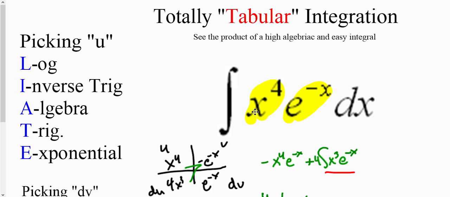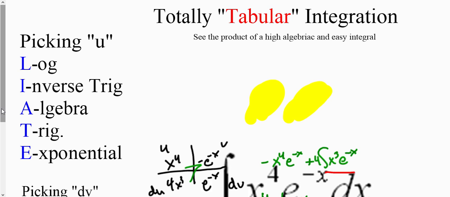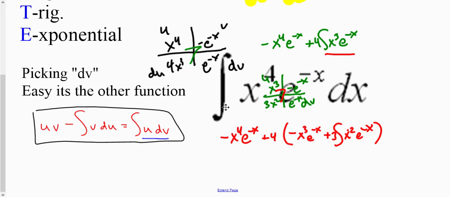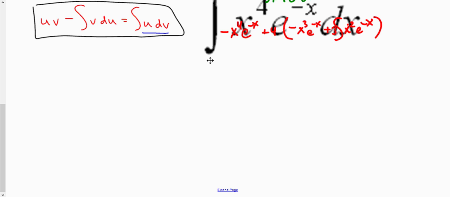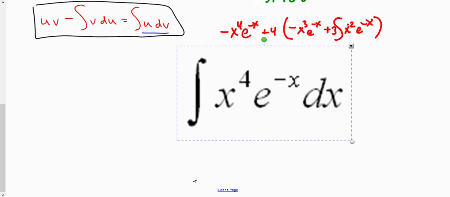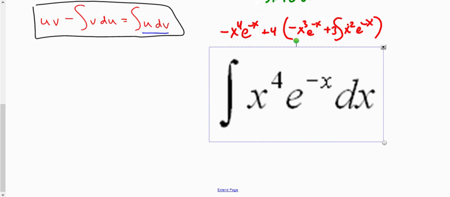And to help us do that, I'm going to move this down. So follow me. All right, we'll move this down here. Okay, so what we're going to do is, I have a nice little spot right here. We're going to do our tabular integration.